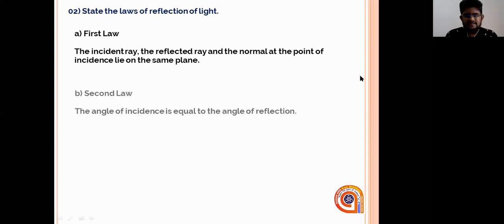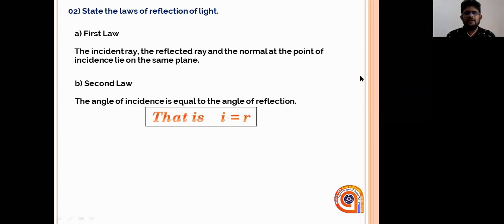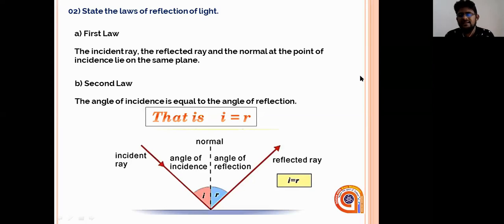And the second law says that the angle of incidence is equal to the angle of reflection. Incident angle is equal to reflected angle, and that is I equals R. Both the laws are shown in your diagram. You can see here, the incident ray, reflected ray, and the normal lie on the same plane, and the angle of incidence I and the angle of reflection R are equal to each other. I equals R. So these are the two laws of reflection of light.